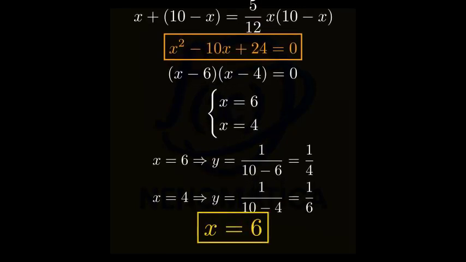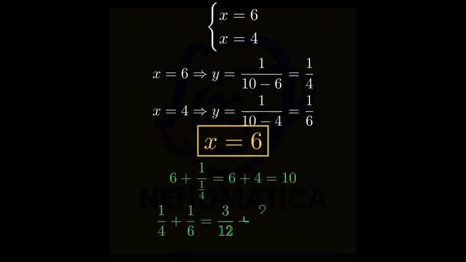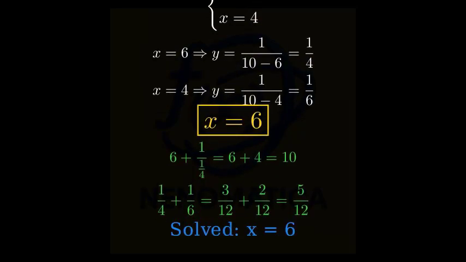Quick verification. 6 plus the reciprocal of 1/4 equals 10, and 1/4 plus 1 over 6 equals 5 over 12. Therefore, following the exact algebraic path, the reported positive solution is x equals 6.